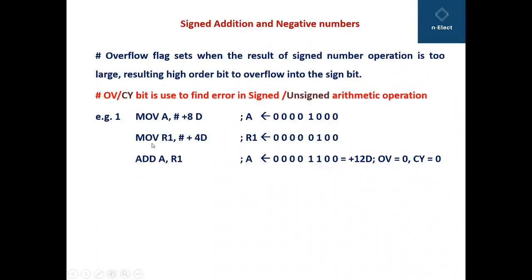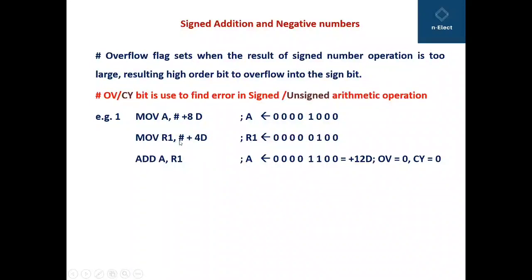Now as an example of signed addition with negative numbers, we are going to see these instructions. Here, MOV A, #+8d, where d stands for decimal. So this 8 is a decimal number, which in 8-bit will be represented like 00001000. Why 8-bit? Because the accumulator can accommodate 8 bits. So that's why we have to write +8d, that is decimal, into 8-bit. This 8-bit data will be moved to the accumulator.